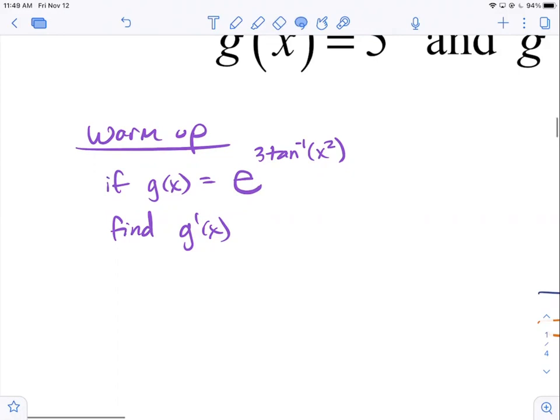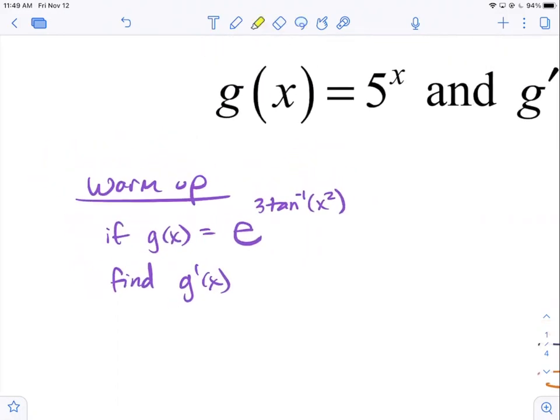Okay, so we got g of x is e to the 3 times the inverse tangent of x squared. So this is exponential, right? And we're doing this in pre-cal right now. We know it's exponential because number one, we have a variable in the exponent. That's the first important part. And then number two, we have a number in the base. And although it looks like a letter, this is a math class, so we know in this class, e means what?